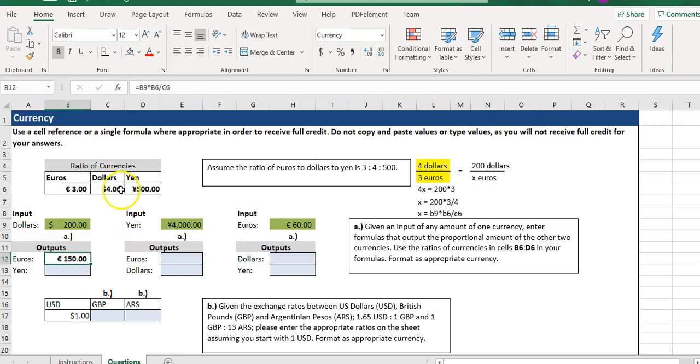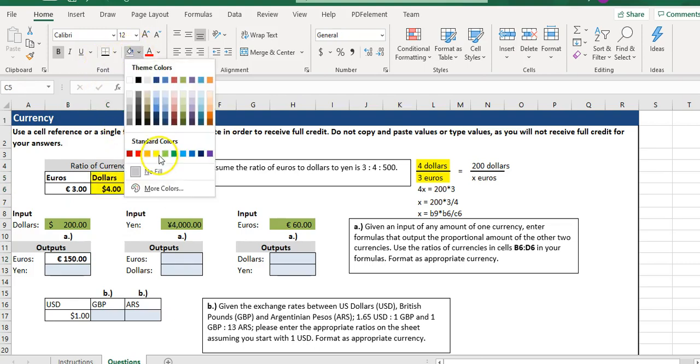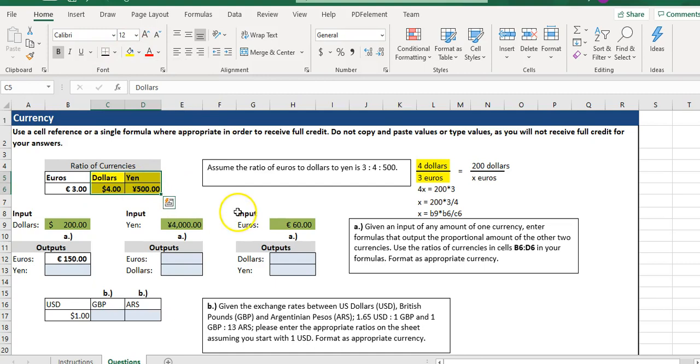So this time I want to use the dollars and the yens instead of the dollars and the euros. So we're going to come back over here to our formulas. Okay, so we've got $4, and here we're going to put 500 yen. The $200 doesn't change, but it's not euros anymore, it's yen that we're looking for.